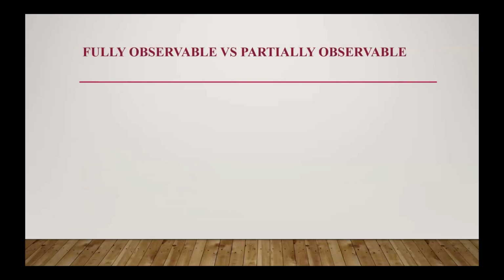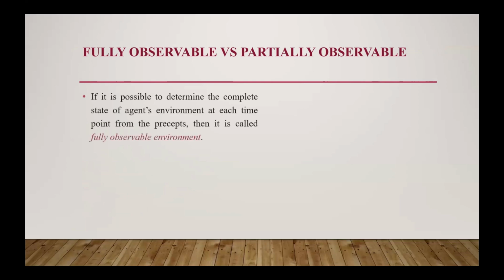So let us start one by one. The first one is fully observable or partially observable. If it is possible to determine the complete state of an agent's environment at each point in time from the percept, it is called fully observable. It means each and every state of the environment can be recorded or received through the sensor of the agent.